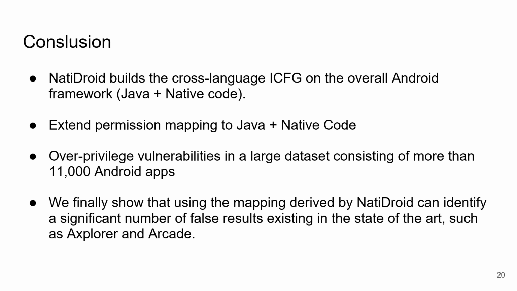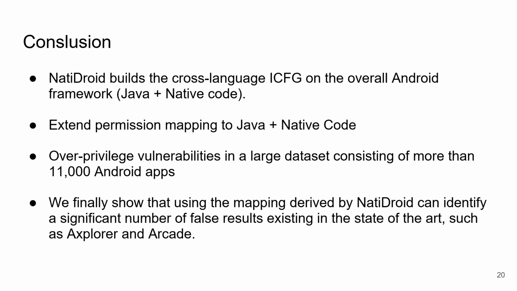We propose a novel approach, NativeDroid, to facilitate the cross-language analysis of Android. NativeDroid builds cross-language SFG on the overall Android framework, Java, and native code. Based on the cross-language SFG, we extracted the native-triggered permission specification and create the protection mapping in the native code to complement existing Java-based mapping.